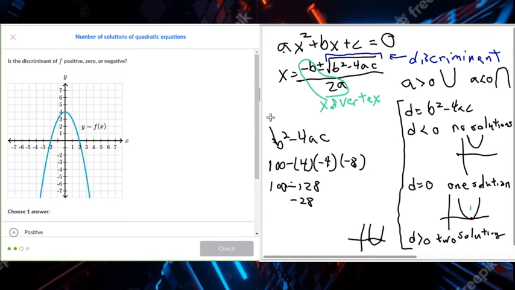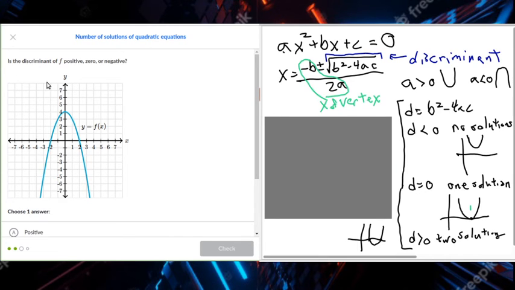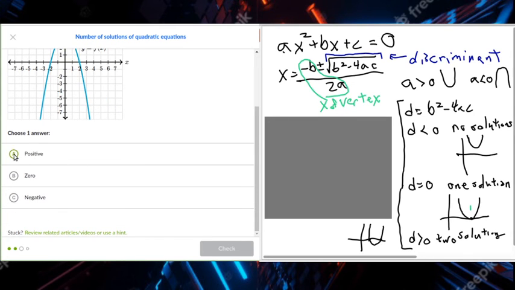Erase this part up and over here. Okay. Is the discriminant of f positive, 0, or negative? Again, we can tell that the leading coefficient here is negative because it's going down, and it crosses the x-axis in 2 places. So since it crosses the x-axis in 2 places like this, it has 2 solutions, and D is greater than 0. So D is positive. Positive means greater than 0.